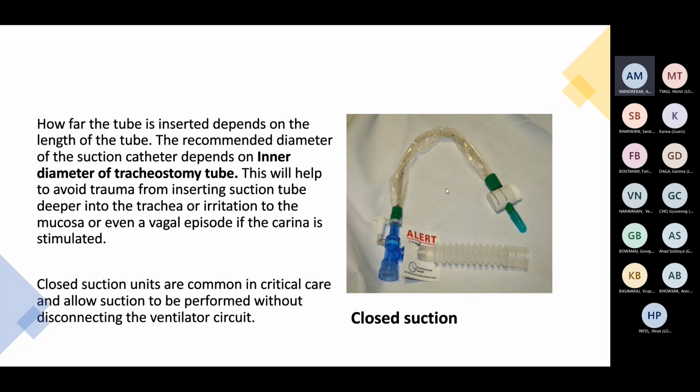All the suction tubes come in numbers, in diameters, and the number depends on the diameter of the tracheostomy tube. There will be a table that has the right number for each tracheostomy tube, to have the suitable suctioning tube that goes with it, to avoid inserting the tube further down. That may cause injury and sometimes even vagal episodes when reaching the carina as well.